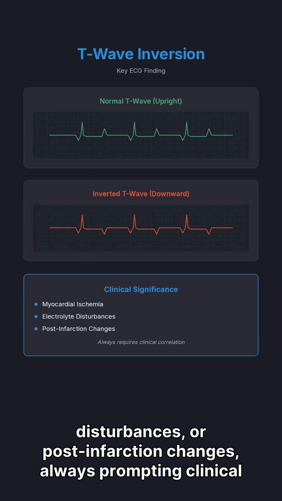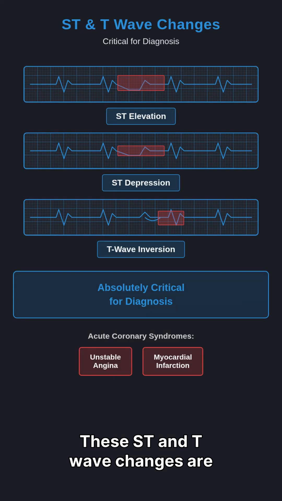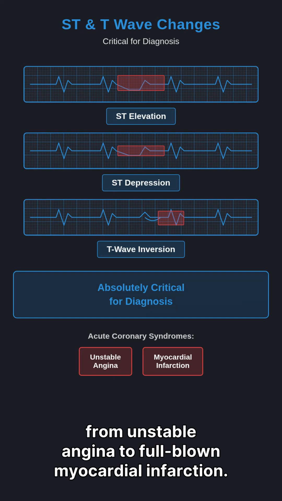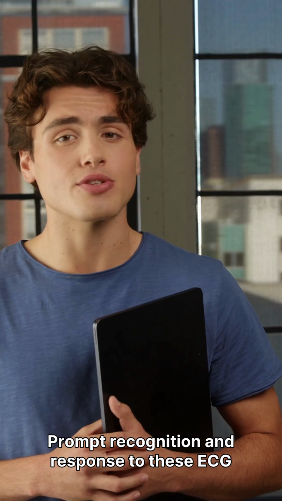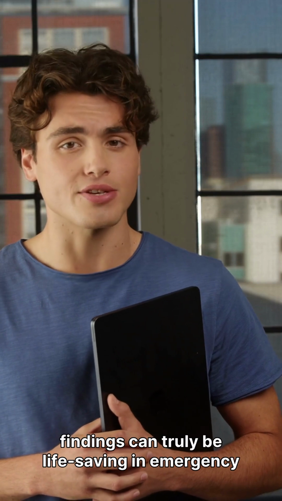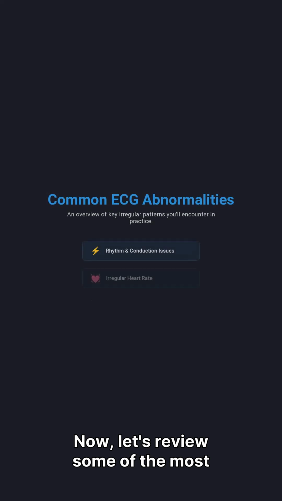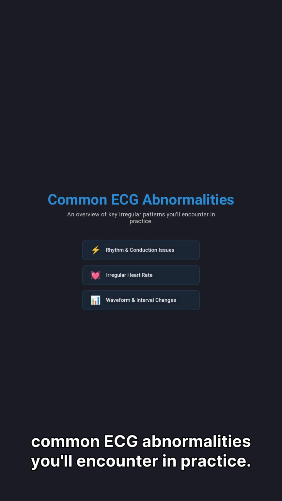always prompting clinical correlation. These ST and T-wave changes are absolutely critical for diagnosing acute coronary syndromes, from unstable angina to full-blown myocardial infarction. Prompt recognition and response to these ECG findings can truly be life-saving in emergency cardiac care. Now, let's review some of the most common ECG abnormalities you'll encounter in practice.